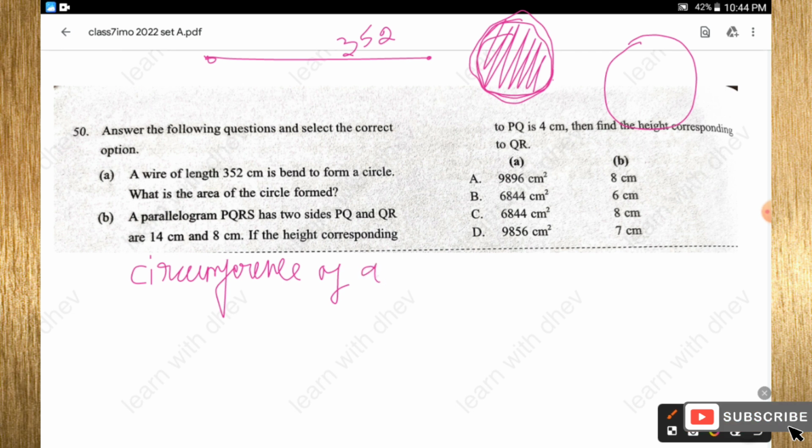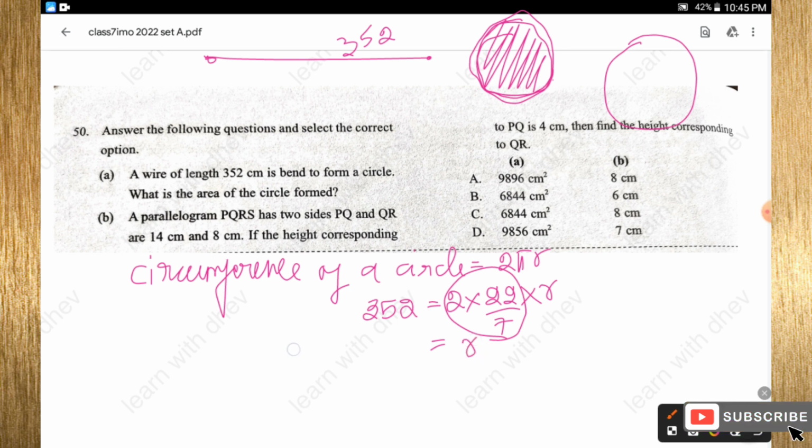So circumference of a circle is equal to 2 pi r. Already it is given, circumference is 352. So 2 pi r, we don't know what the radius is, right? So 2 into 22 by 7 into r. So what is r here? Just transpose all the constants to the opposite side.